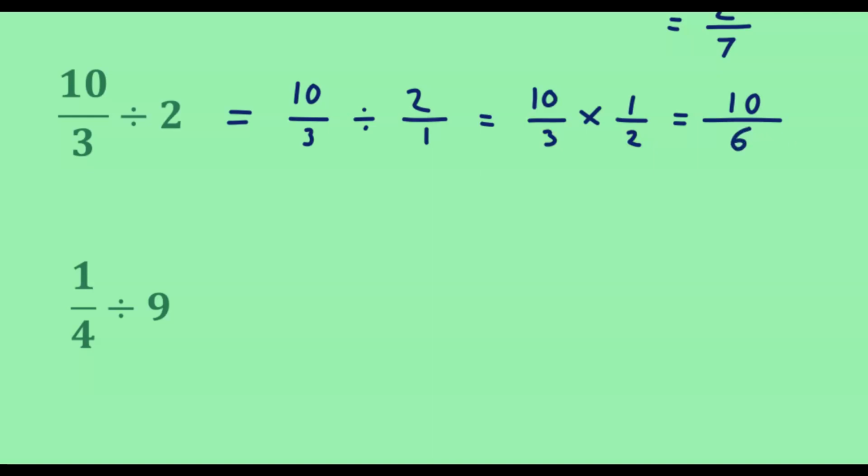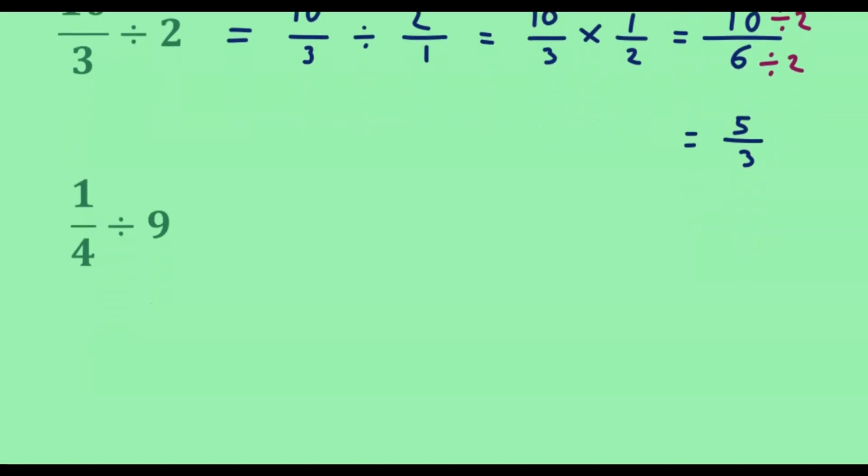Now the greatest common factor of 10 and 6 is 2, so we divide the numerator 10 by 2, and we divide the denominator 6 by 2 as well. Now 10 divided by 2 is equal to 5, and 6 divided by 2 is equal to 3. So this is our required answer, that is 10 over 3 divided by 2 is equal to 5 over 3. Now let us move on to the next problem.